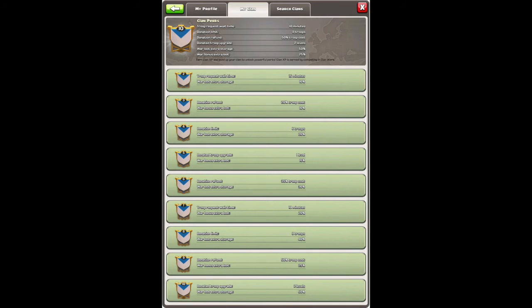Like if you have a level 4 clan castle, you can hold 150% of what you could hold before. So that's pretty cool.